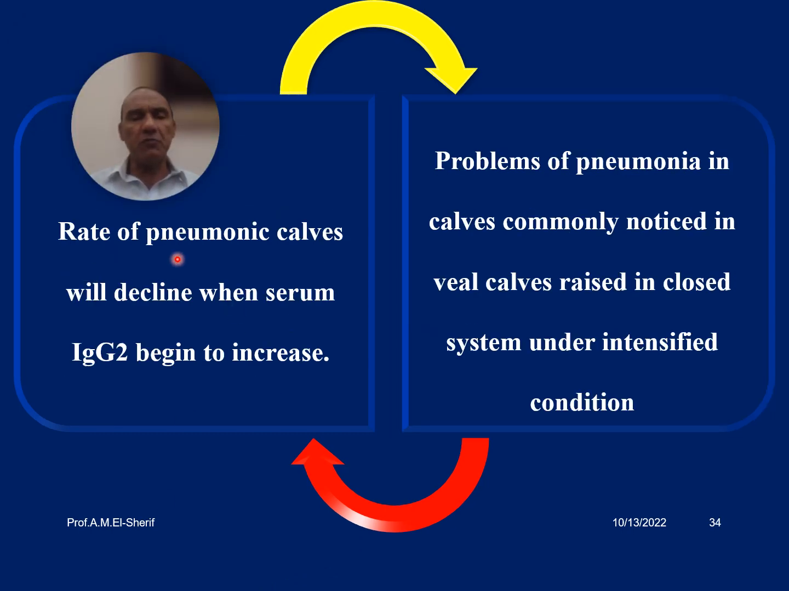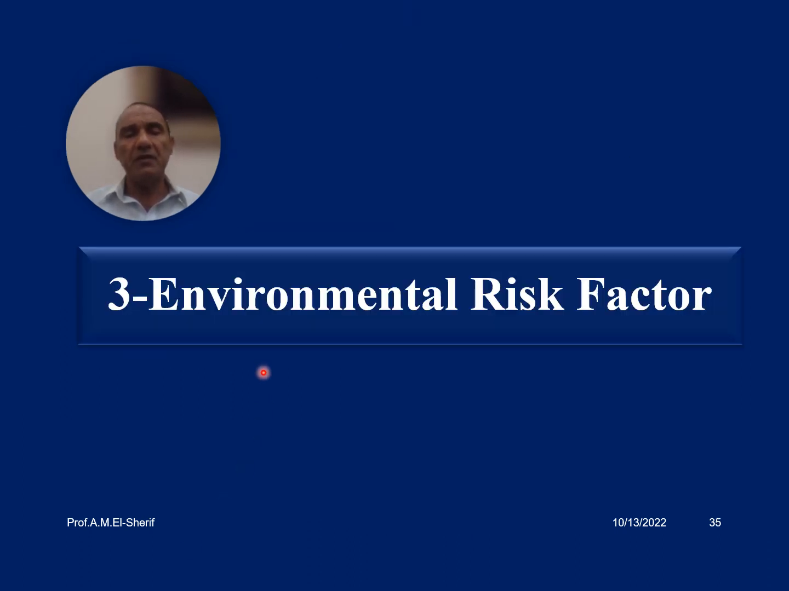The rate of pneumonic calves will decline when serum IgG2 begins to increase, by means of specific or non-specific immunity. Problems of pneumonia in calves are commonly noted in veal calves raised in a closed system under intensified conditions, because the undesirable risk factors increase this phenomenon.